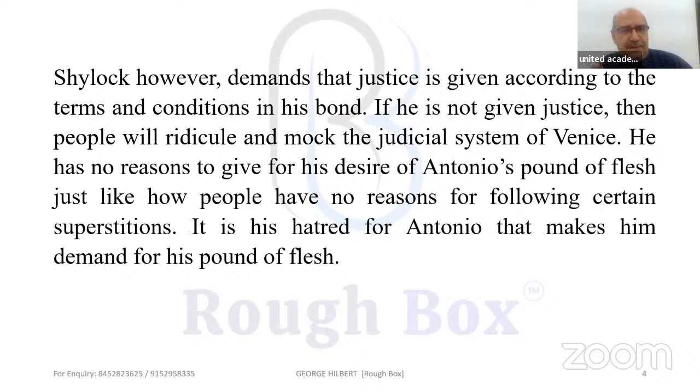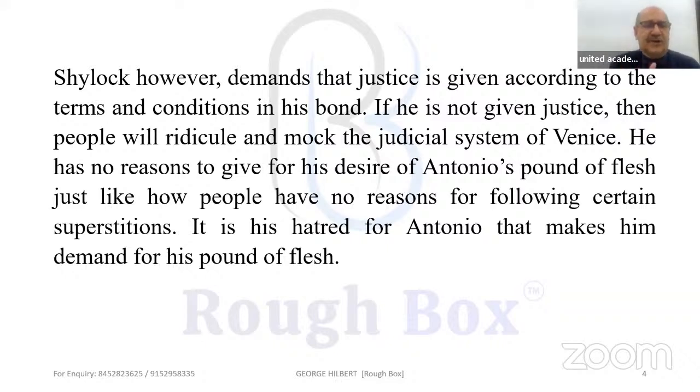Shylock, however, demands that justice is given according to the terms and conditions in his bond. Terms and conditions in the bond means the pound of flesh. If he is not given justice, then people will ridicule and mock the judicial system of Venice. He has no reasons to give for his desire of Antonio's rotten pound of flesh, just like how people have no reasons for following certain superstitions. It is his hatred for Antonio that makes him demand his pound of flesh.